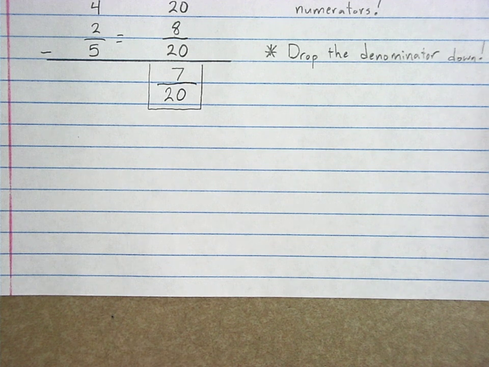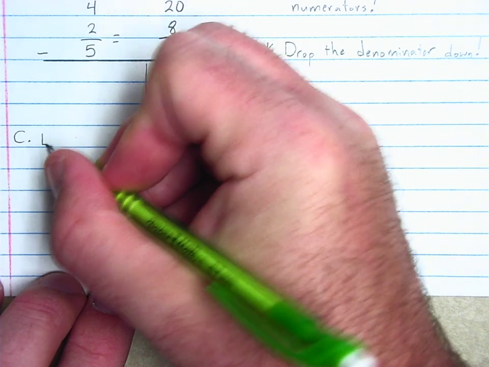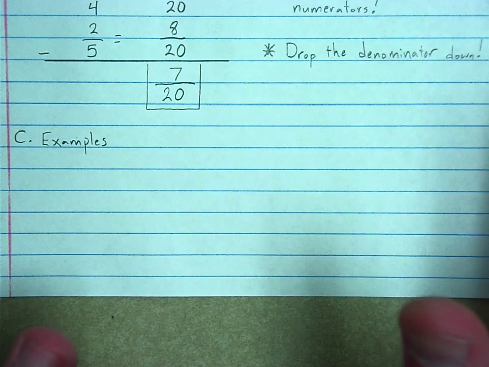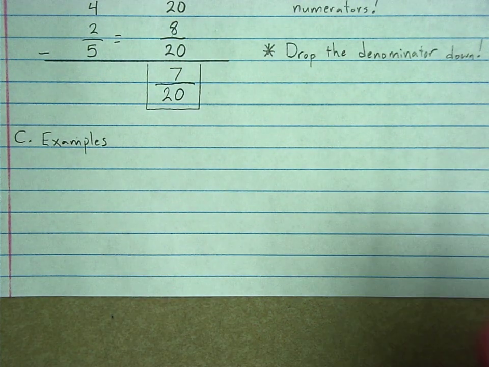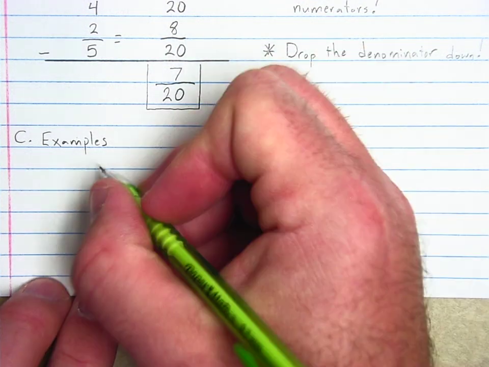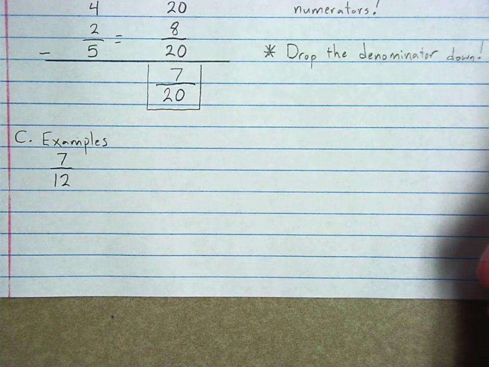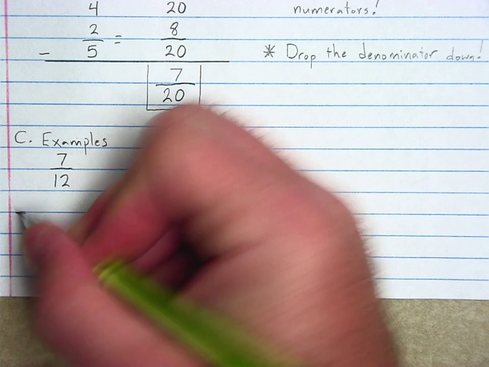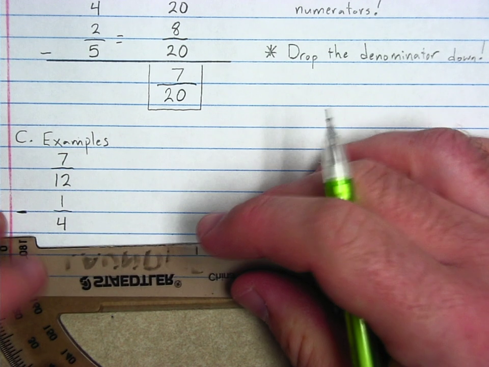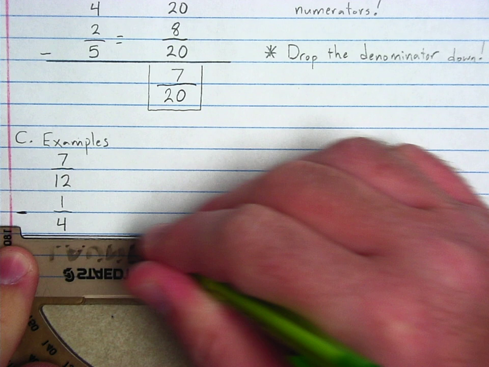All right, let's go ahead and do one example together. So letter C, examples. Okay. We'll do one together, but I might leave you with one extra just to see. Let's see how much time we have in the video. All right, if I give you, and I'll even just write it vertically to start this time, let's do 7/12 minus 1/4. Okay, 7/12 minus 1/4.